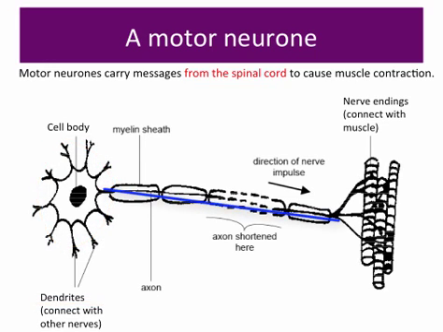The long extended part of the cell here is called the axon, and the axon is surrounded by a myelin sheath. And at the very end you've got the nerve endings, which are connected to the muscle. As you can see, the nerve impulse goes from the cell body towards the nerve endings.